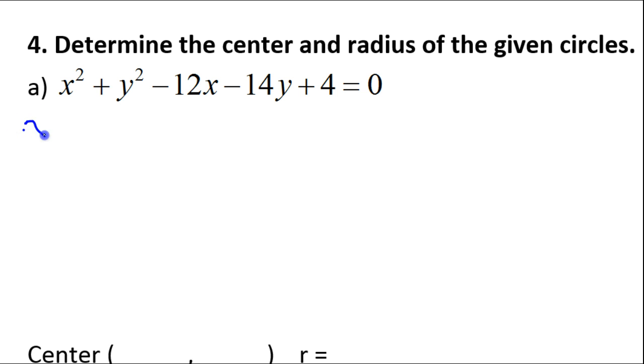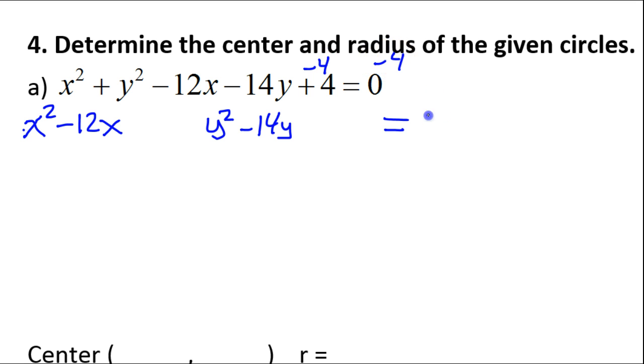So here, my x terms are like this. I've got x squared, and then I've got negative 12x. I'm going to leave a space. And then I have y squared, and then I have negative 14y. And I'm going to leave a space there also. This positive 4, I'm going to subtract 4 on both sides. Get it out of the way. All right? Any questions on what I did so far? I'm sort of getting my x's together. I'm getting my y's together.